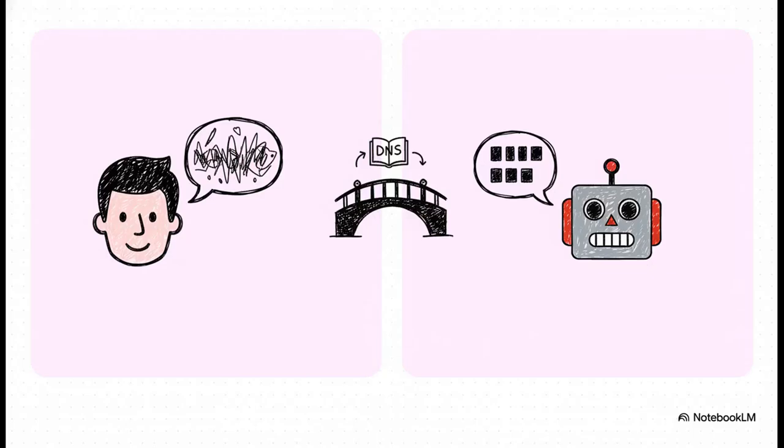So let's just put these side by side to make it super clear. On the left, you've got the URL. That's for us, for the humans. It's easy to remember. On the right, you have the IP address. That's for the machines. It's a precise, unique address. And DNS is that critical translator that makes the two worlds talk to each other.